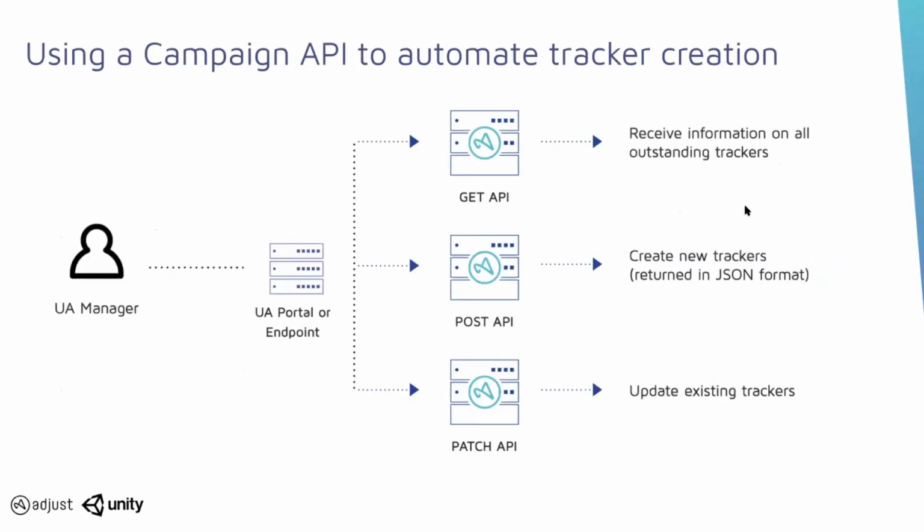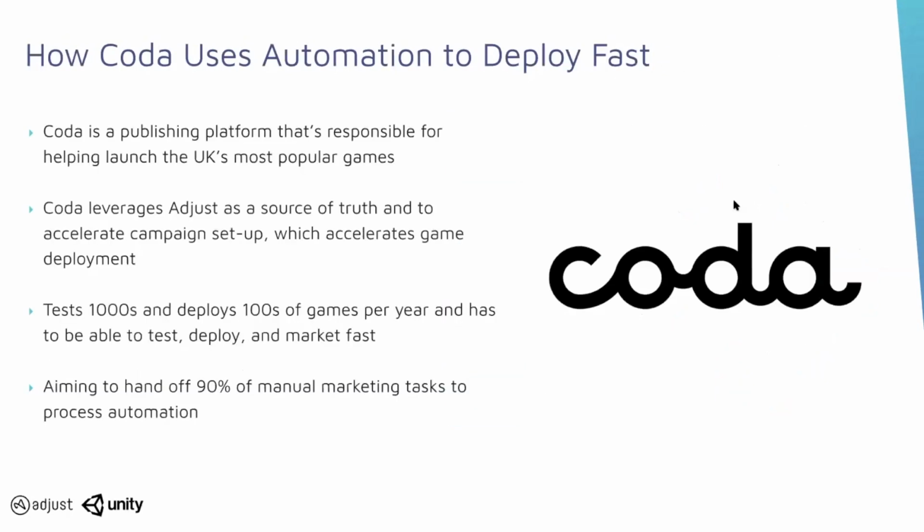So the use of Campaign API to automate tracker creation is one of the examples of that. A manager can rely on, for example, an API to fully automate their operations on attribution.